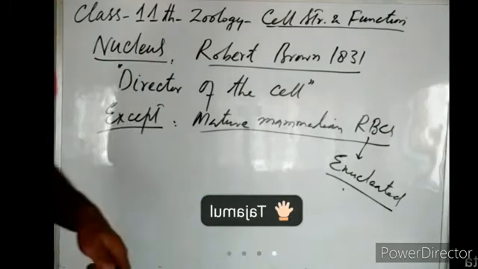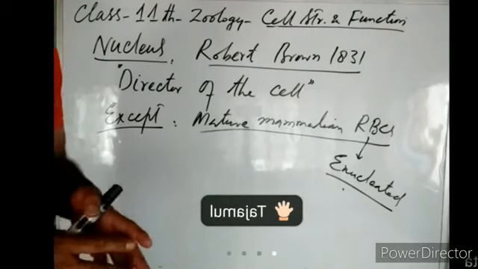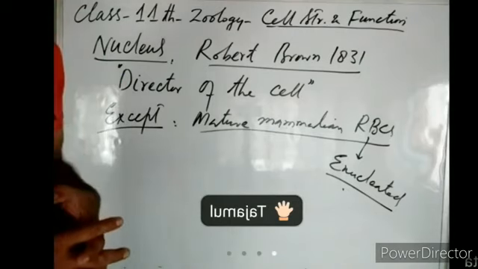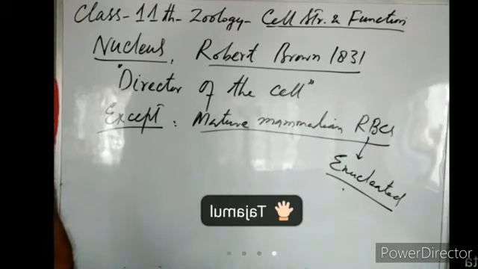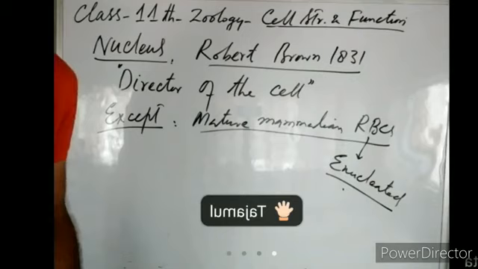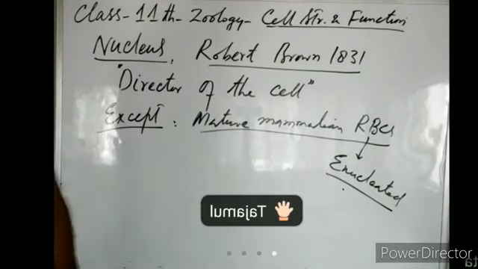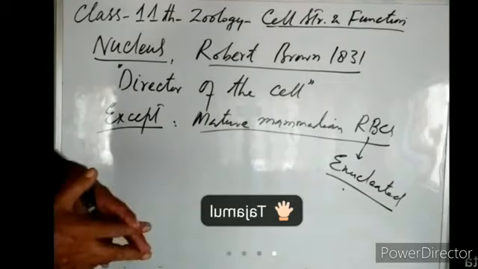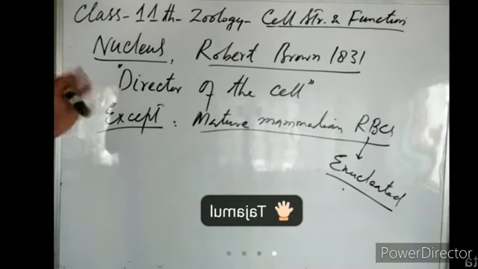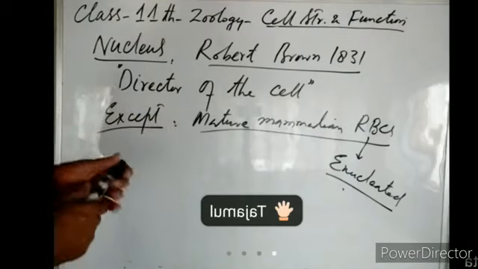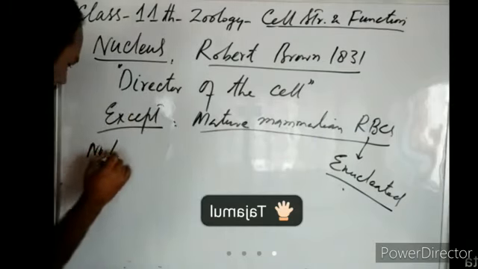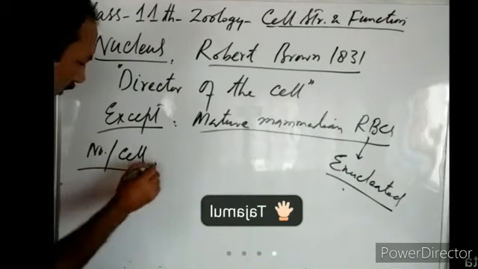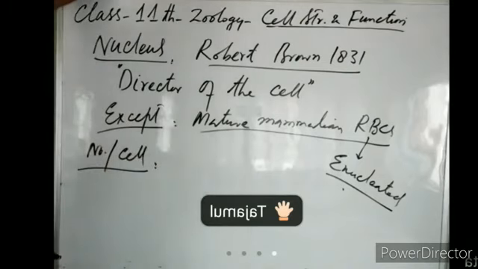Similarly, there are some plant cells which do not have a nucleus. For example, the tracheids and vessels of xylem, and the sieve tube cells of phloem, do not have a nucleus. So there are some cells which do not have a nucleus, but most cells have a nucleus. What is the number of nuclei per cell? How many nuclei are contained in a single cell?